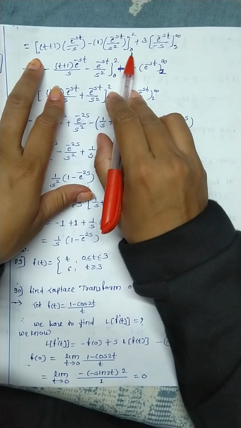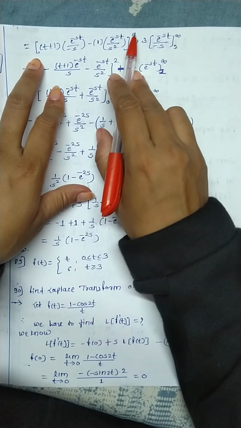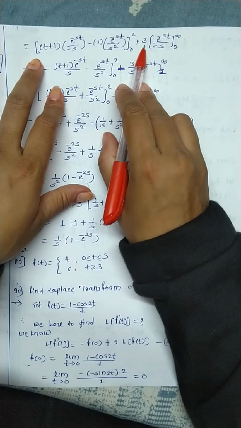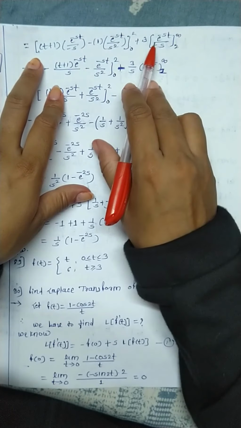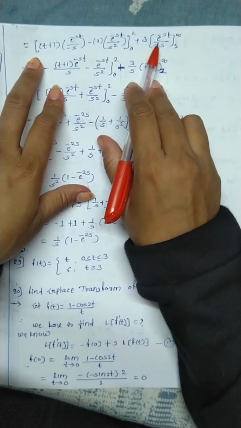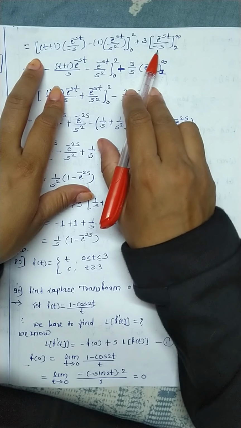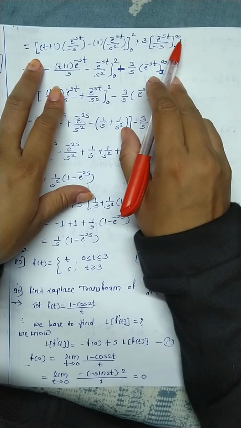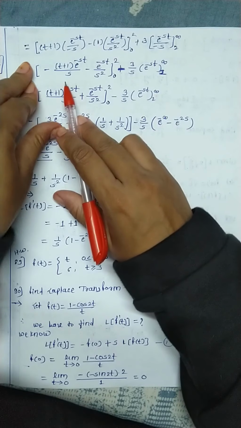The limits of the first integration are 0 to 2. Now the second integration: plus 3 outside, and only e raised to minus st is there, so the integration is e raised to minus st upon minus s. Limits are 2 to infinity. Now put the values here.